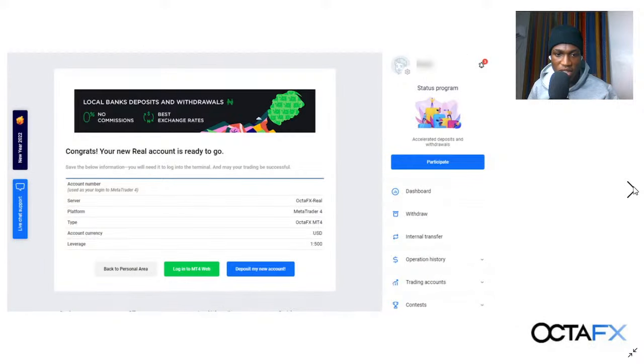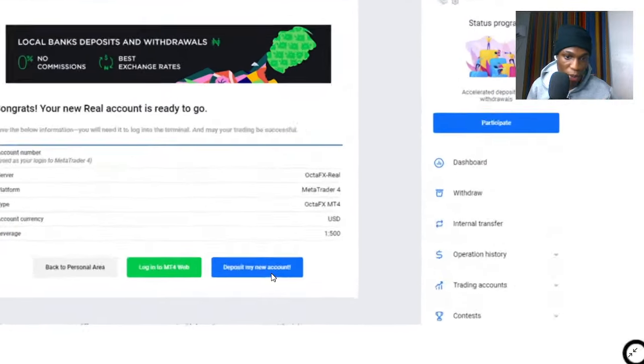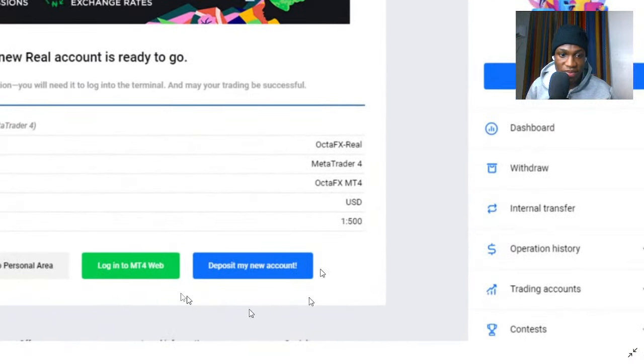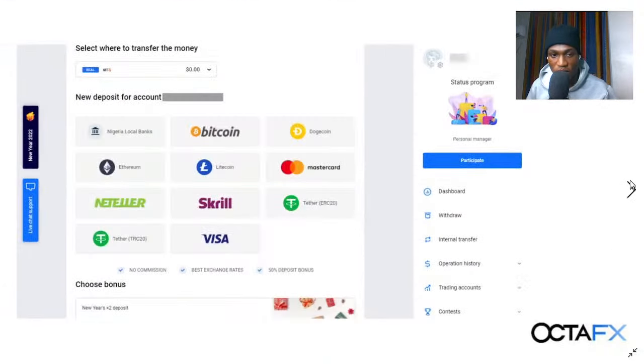Yeah, it's just really simple to create a live account on OctaFX. Most times when you're creating a live account, you're going to fund the account, right? I mean, what's the point of creating a live account if you're not ready to trade? So to deposit on your live account, click on deposit on your new account, and it's going to give you various options that you can choose from to make your deposit.